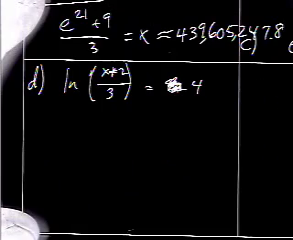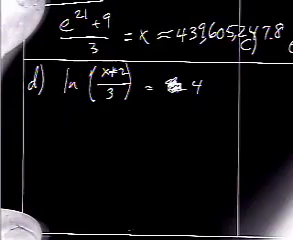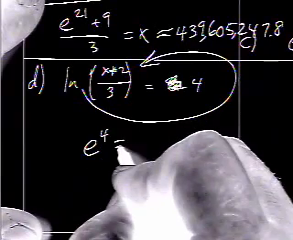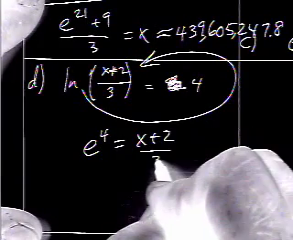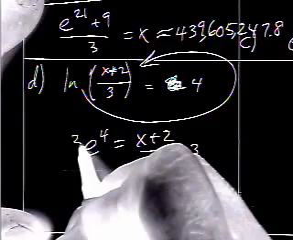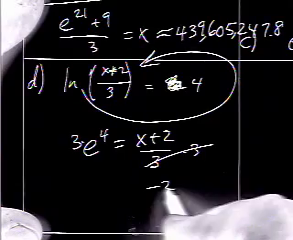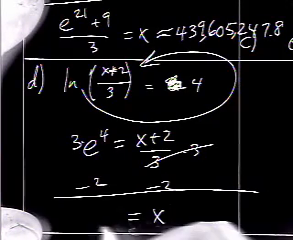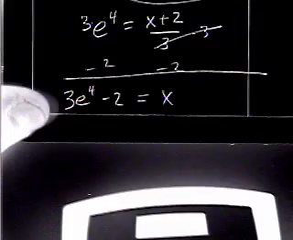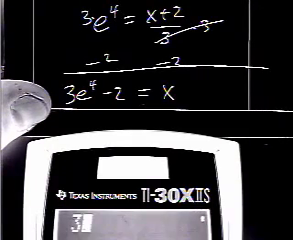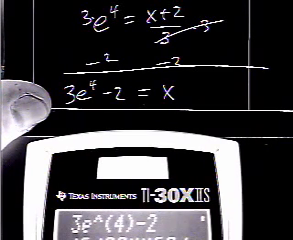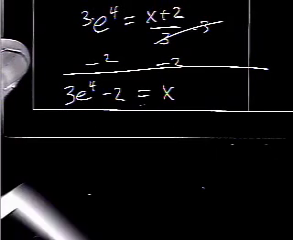The next one is also a single logarithm, so I can rewrite it too, right? e to the 4th power equals x plus 2 over 3. So I'm going to multiply by 3 on both sides. I'm going to subtract 2 on both sides. So x is equal to 3e to the 4th minus 2, which is approximately 161.79.